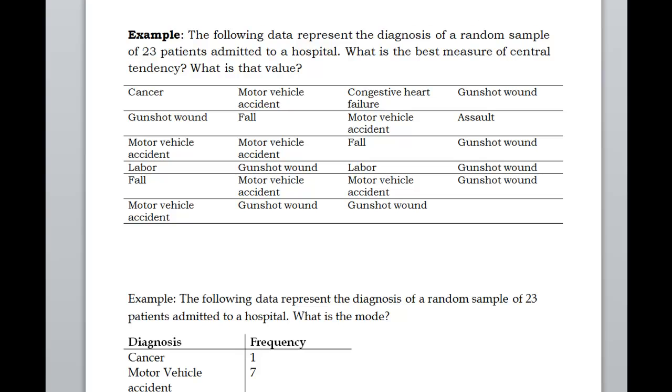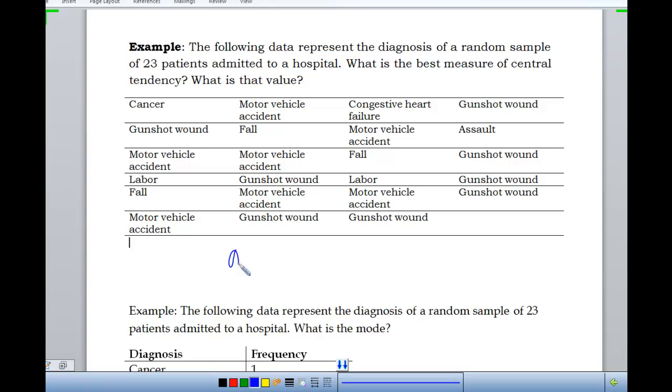All right, and what is the mode? All right, the mode looks like you all said gunshot wound. Very good. All right, excellent. Okay, I wanted to point something out to you. Let's look at this next example.